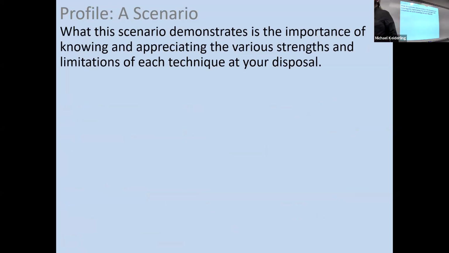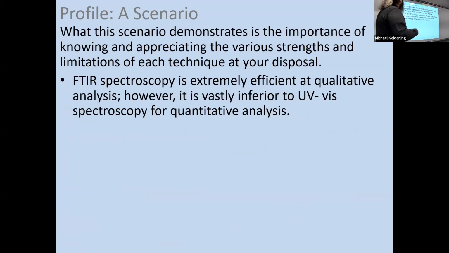And you need to understand the various strengths and limitations of each technique at your disposal and what you can do with it. So FTIR spectroscopy, for example, is extremely efficient in qualitative analysis. However, it's vastly inferior to UV visible spectroscopy for quantitative analysis. What makes FTIR good at qualitative analysis makes it bad at quantitative analysis. And what makes UV visible good at quantitative analysis makes it bad at qualitative analysis.